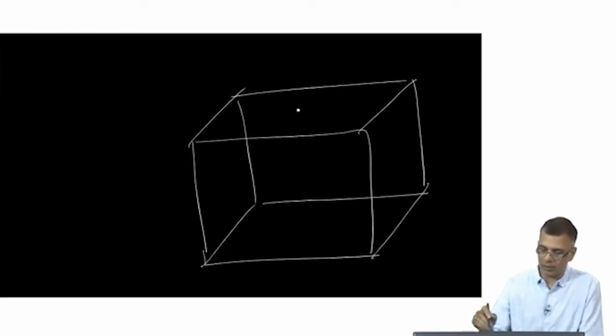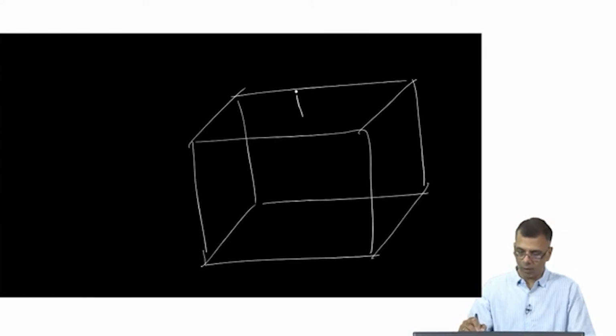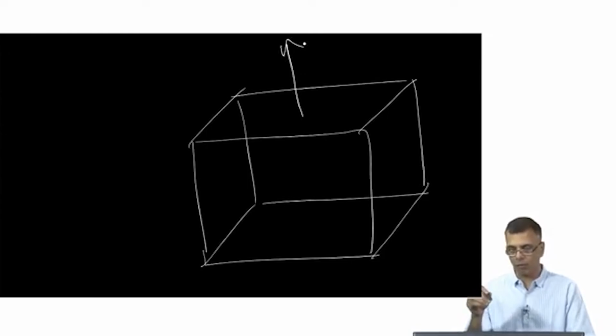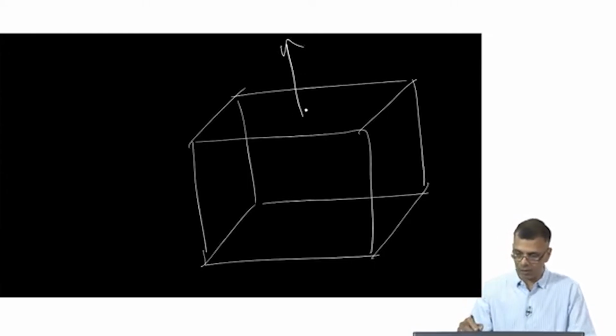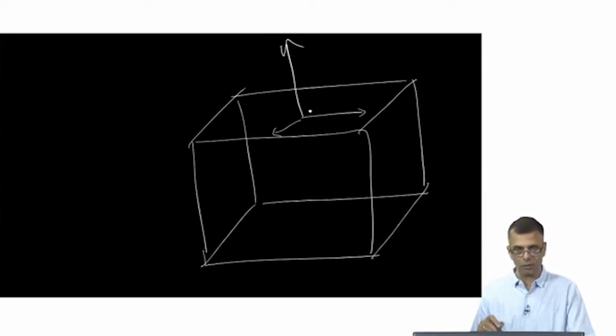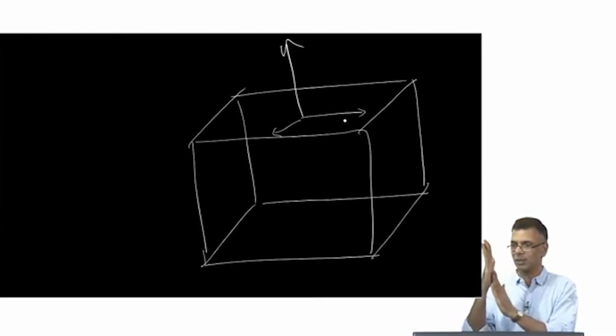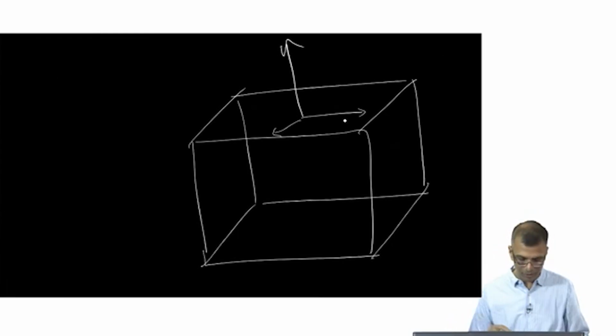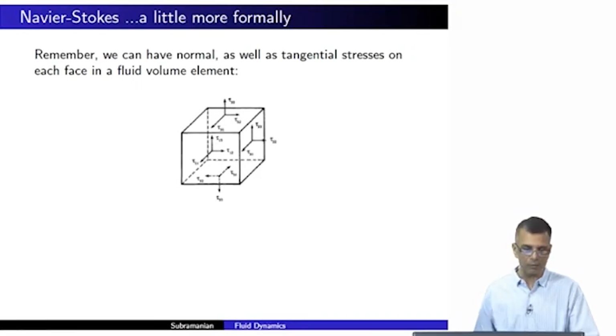So, on a given face, you can have normal stresses. In other words, you can have a force per unit area in this direction as well as along the face, right? These kinds of normal forces would represent pressure, and these kinds of tangential stresses would be like this or like that, as we've said several times before. And this volume is of course an imaginary volume. It's not an actual physical thing.